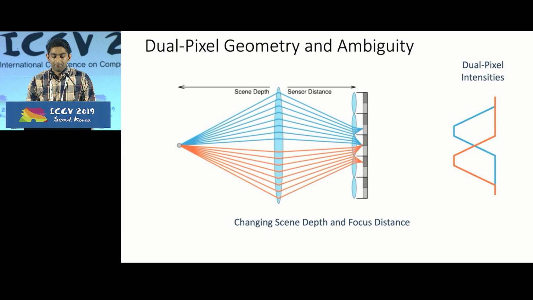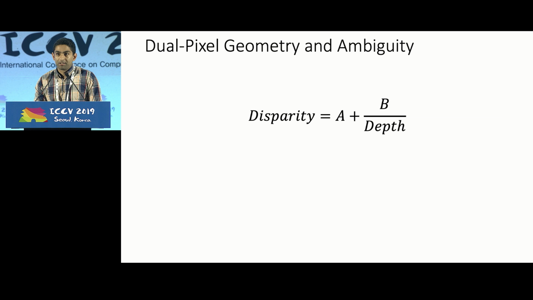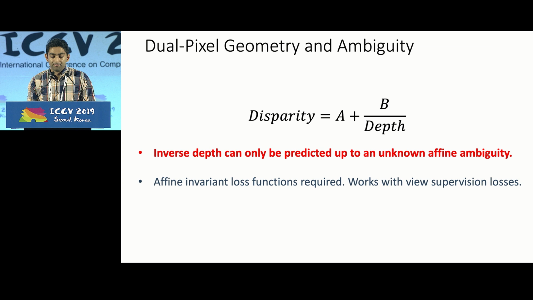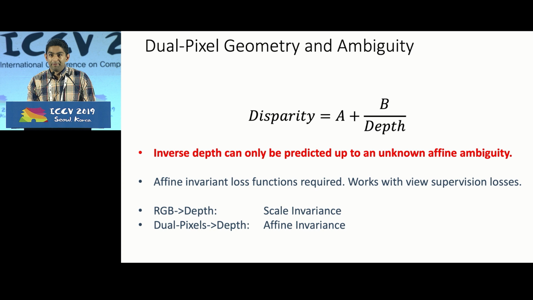We can use the thin lens equation to show that this ambiguity is characterized by an affine relationship between disparity and inverse depth. Please see our paper for details. This implies it is only possible to predict inverse depth up to an unknown affine ambiguity. To handle this, we introduce affine invariant losses to train models to predict depth up to this ambiguity. These losses can also be used with view supervision. This is in contrast with monocular depth prediction, where scale invariance is typically used.